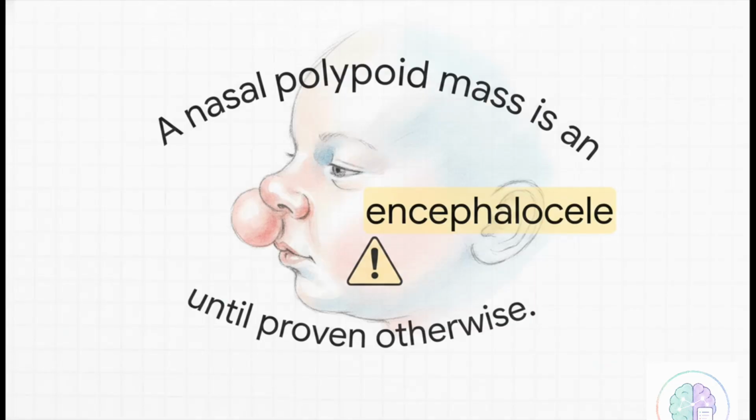Okay, pay close attention to this one because it's a huge clinical warning sign. If you observe a nasal polypoid mass in a newborn, your immediate baseline reflex must be to consider it an encephalocele until proven otherwise. Misdiagnosing that mass as just a simple nasal polyp can lead to some truly catastrophic surgical errors, as we'll see in a bit.